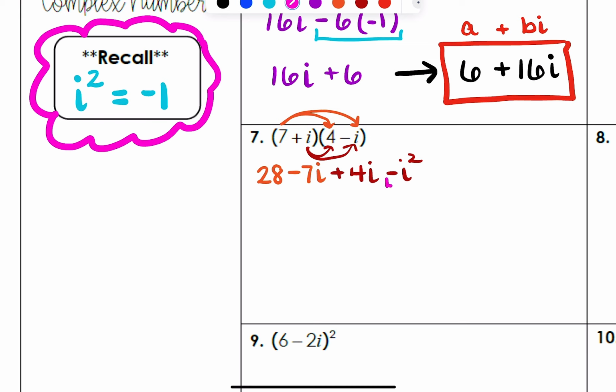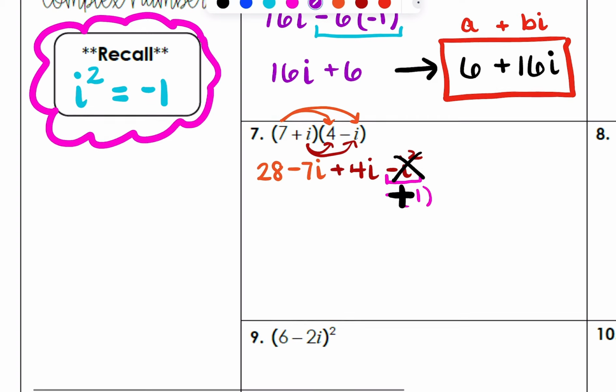Now we need to simplify this. This is really negative or minus, and i squared is negative 1. Well, doesn't minus and negative really just become plus 1? So this gets simplified to a plus 1.